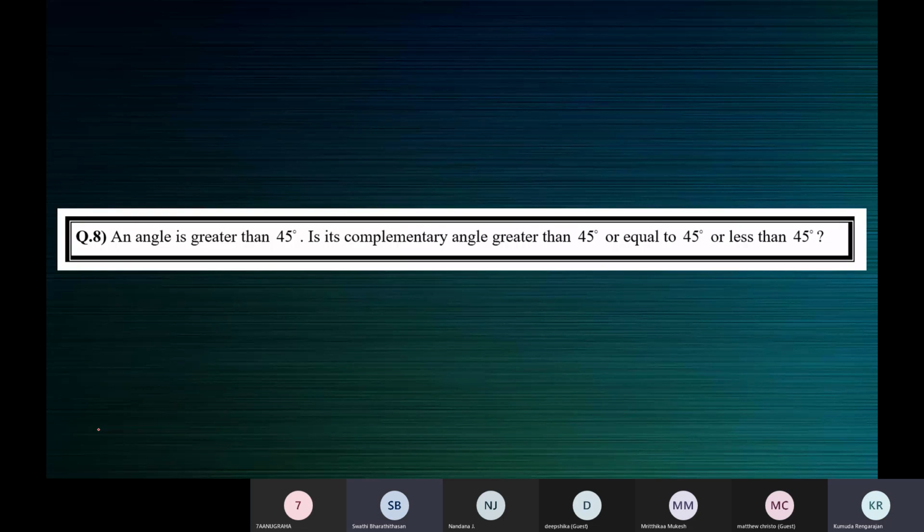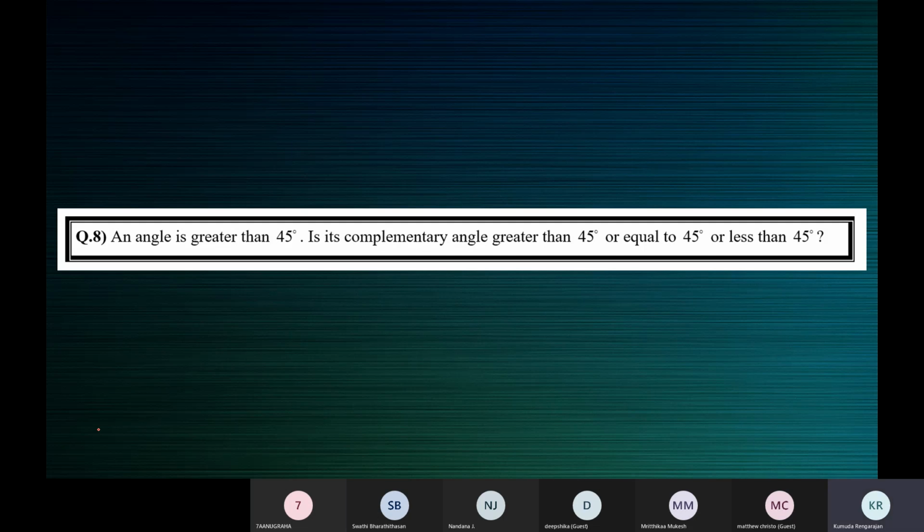Like in the last question, they have asked if one angle is greater by 10, what will be the other angle, ma'am? It will be less. Yeah, correct. In the earlier question, if one angle is greater, the other angle will be smaller, correct.